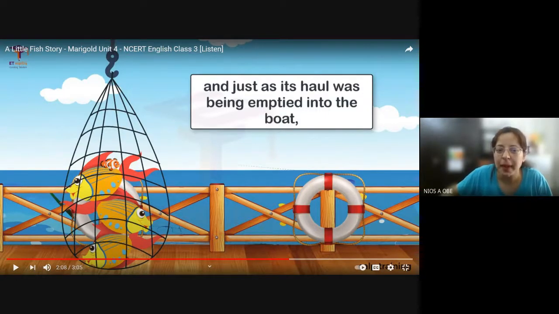Jealous of the big fish. They are so big. They are so big. And this little fish was always crying. What happens now? Let's see.